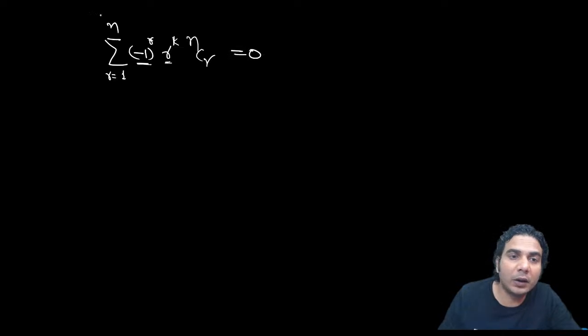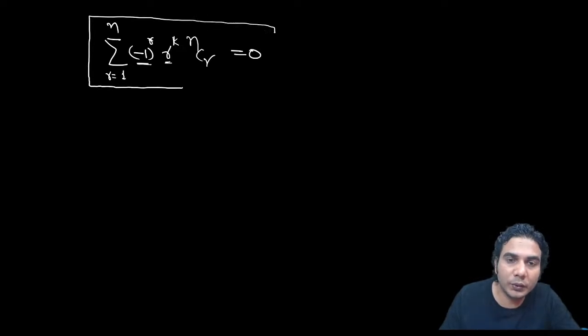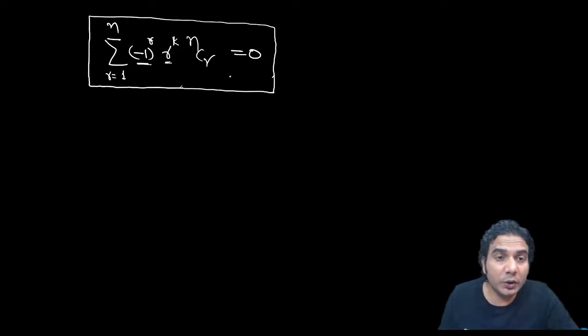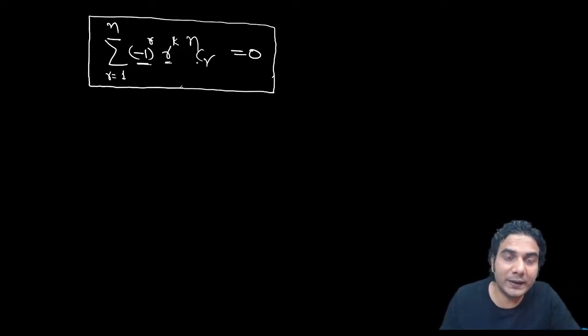This result will always be 0. Okay, so you can use this result. If we have a series in which squares or cubes of natural numbers are multiplied to nCr with alternate plus minus sign, then you can use this result and the answer is going to be 0.